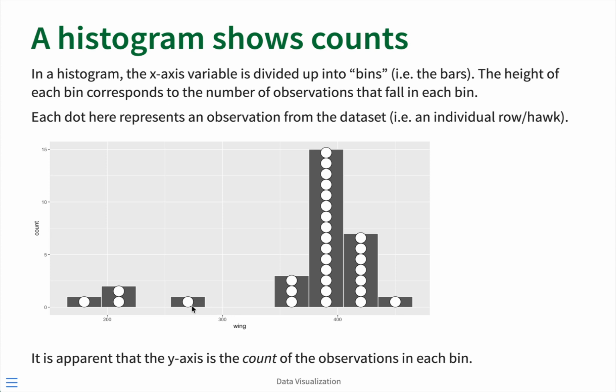Okay. And to make things a bit clearer, I have added a layer to this graph that shows a dot for each hawk on top of each bin of the histogram. So we can see, for example, that this first bin on the left is one count high, and that's because one hawk has a wing length in the range of this bin. The next bin has two hawks that have a wing length in this range. The third bin has no hawks that had a wing length measured in that range, so its height is 0.